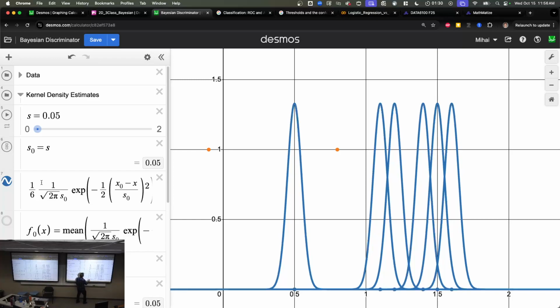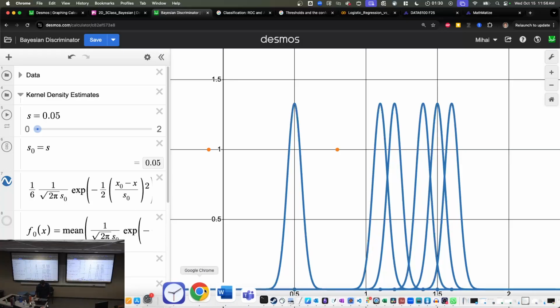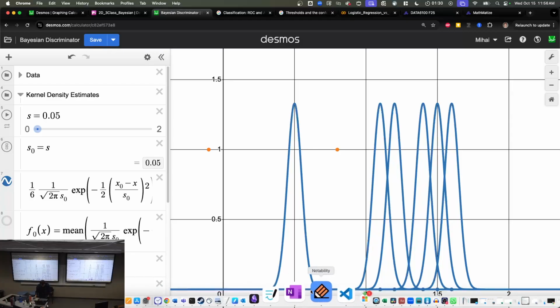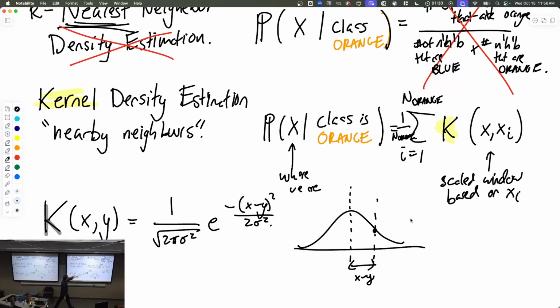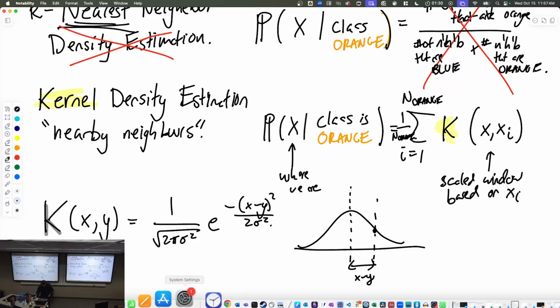So there's one peak centered here, and there's one centered here, a little bit to the right of it. There's another one, and then there's 3 more over there. Those are the 6 blue functions. This is exactly a plot of the individual functions k of x, xi, for i going from 1 to 6, the number of points. And you can think of this as like a little fuzzy dot.